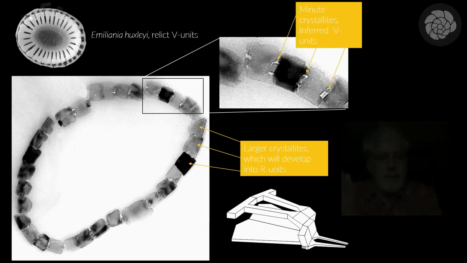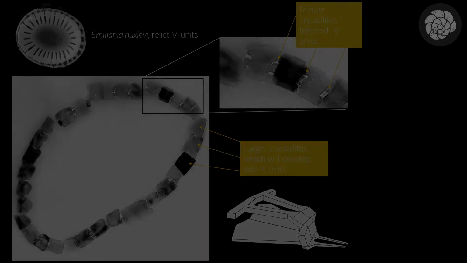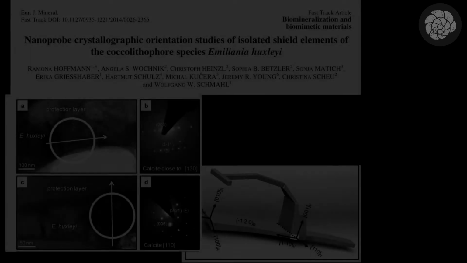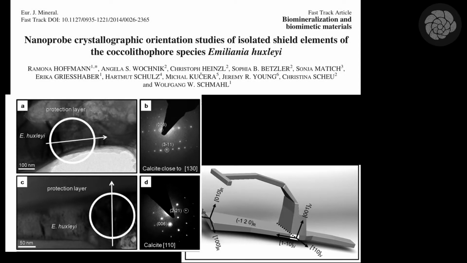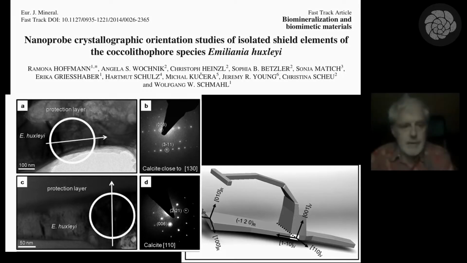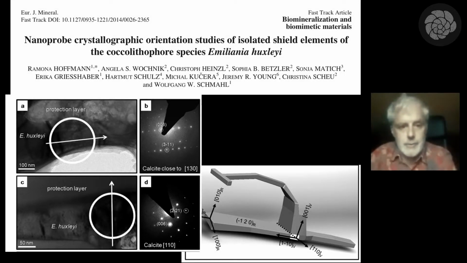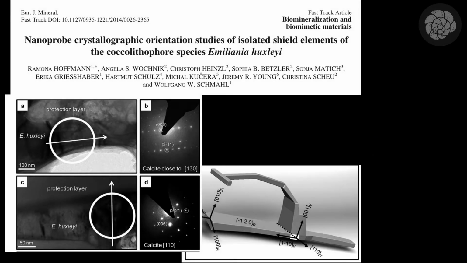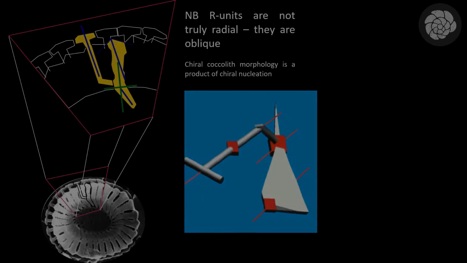Subsequently, the technology for doing electron diffraction in TEM has improved, and a few years ago, a German team, led by Ramona Hoffmann, a student who did the work, applied really high-resolution TEM electron diffraction to Emiliania huxleyi, and actually proved that way that there really was a V unit in there, which is quite nice. Actually, we proved the prediction.